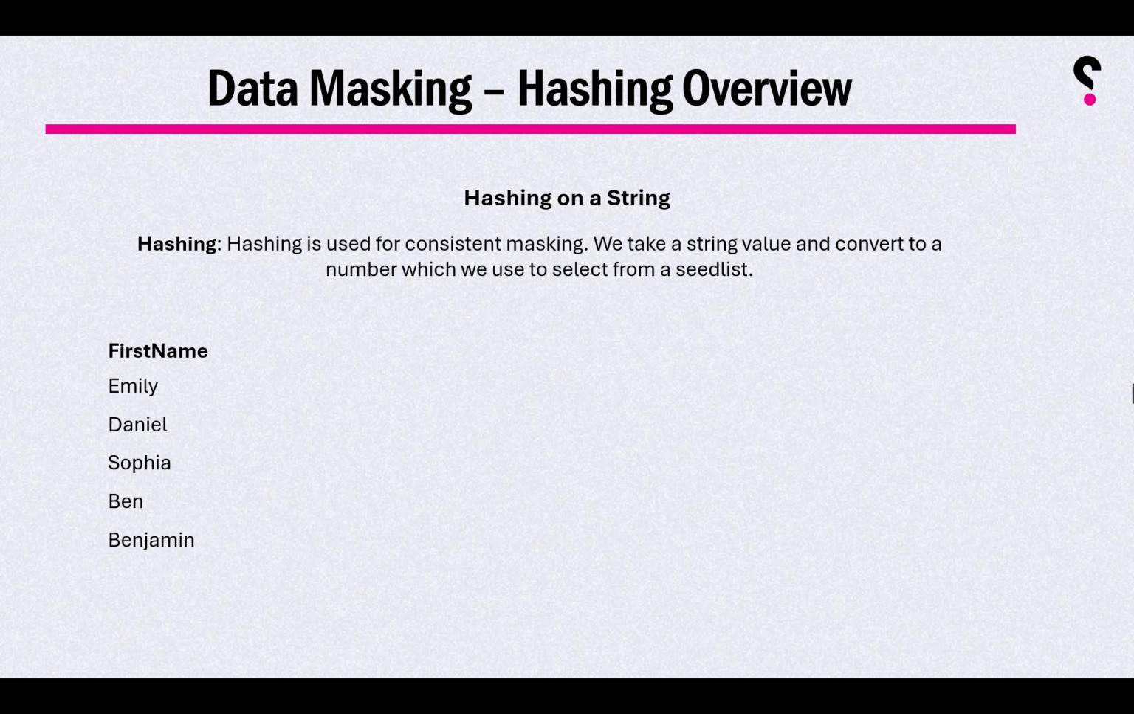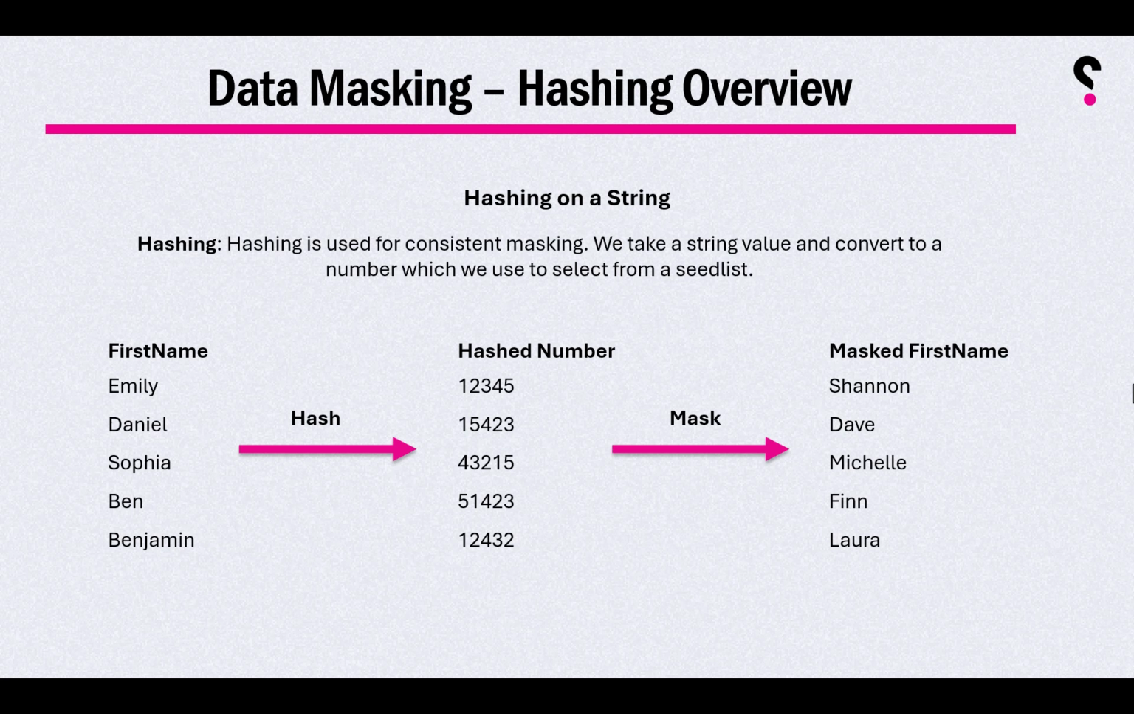Now, it's really important to note that while hashing is used for consistent masking, it is a one-directional approach. That means that if we hash a first name, it will come to a number, we will mask it, we will have our masked first name, but it is impossible for us to go in the opposite direction, go from the masked first name back to the original value that took place.